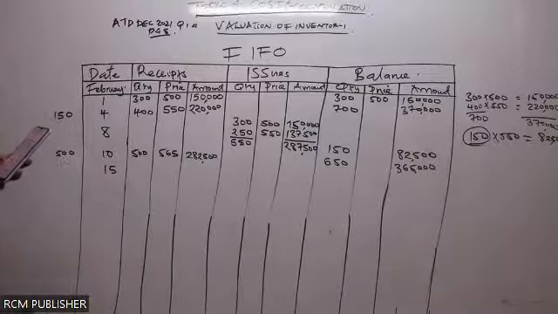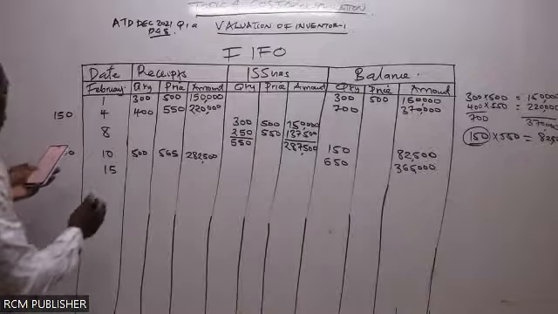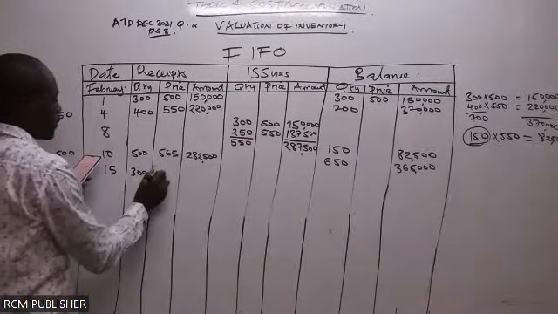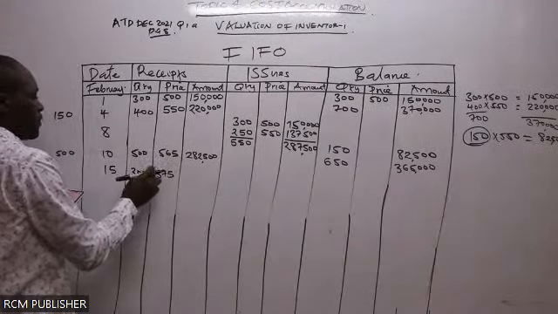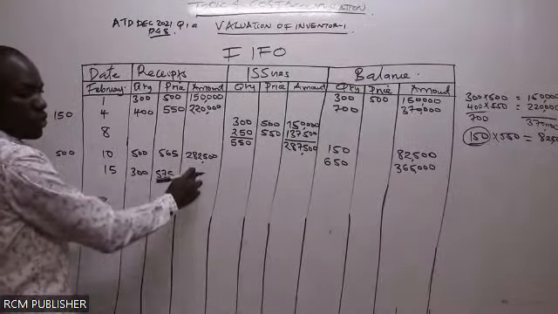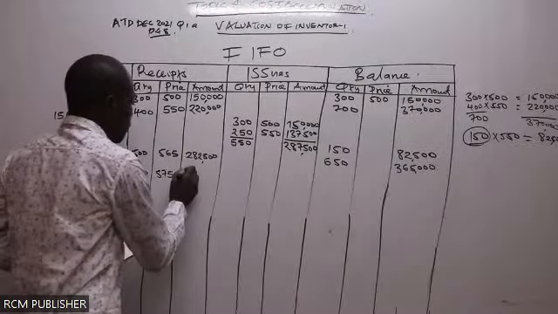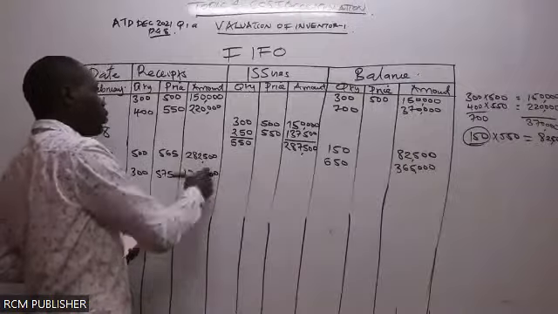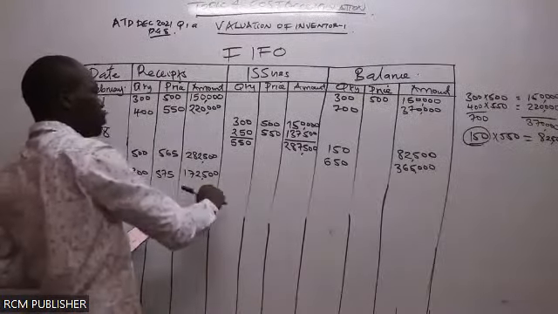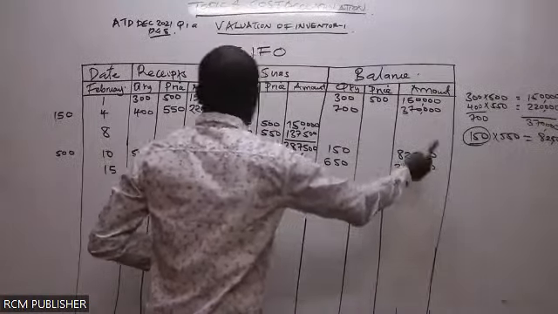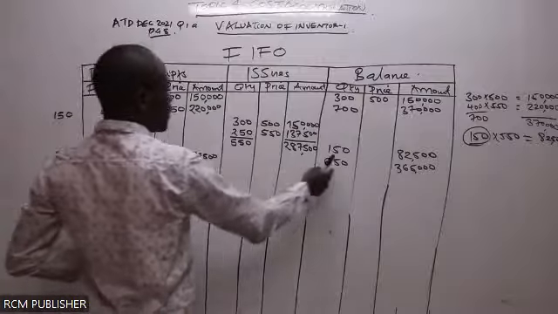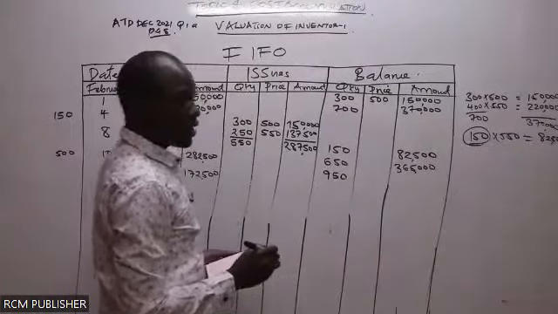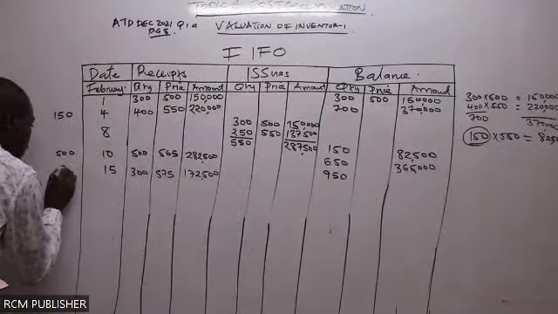Now on 15th, I'm able to see they brought in 300 goods or units at 575. So when you bring in 300 at 575, what is the value? 172,500. That is what we have. Those are receipts. So we add it to this one here to get the value. And for the units, we take 300 plus 650 to give us 950.